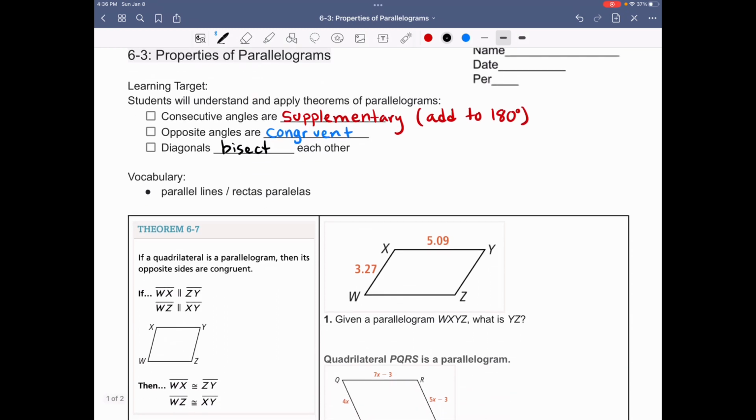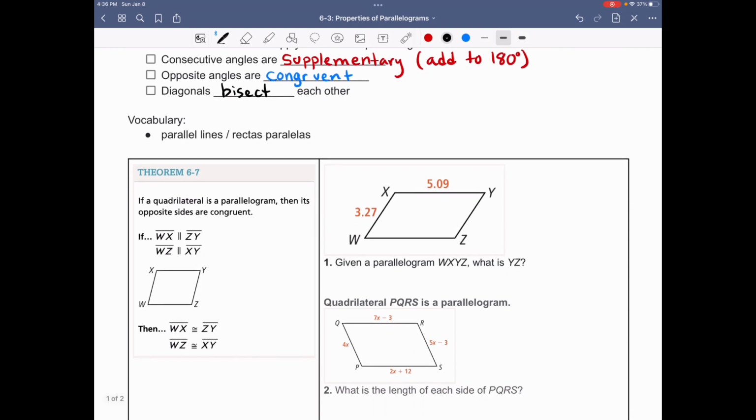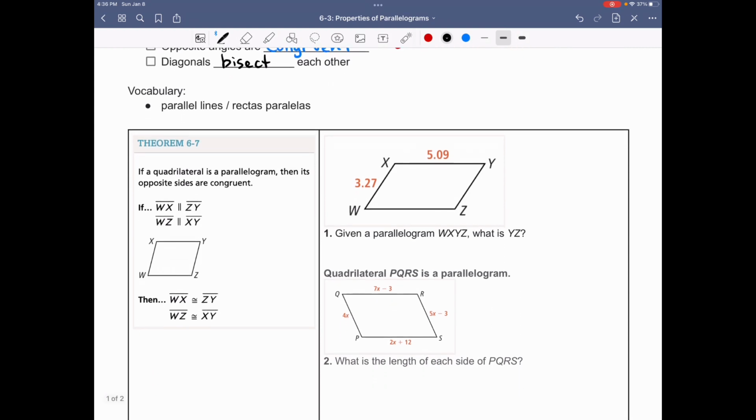Okay, so we're going to work in a little different fashion where we'll go over theorems and how that theorem is applied. Your vocabulary is parallel lines, rectas paralelas. Theorem 6-7. If a quadrilateral is a parallelogram, then its opposite sides are congruent. Okay, so this is all today about parallelograms. So opposite sides are congruent.